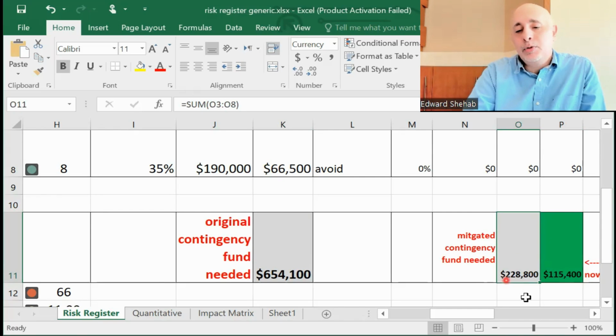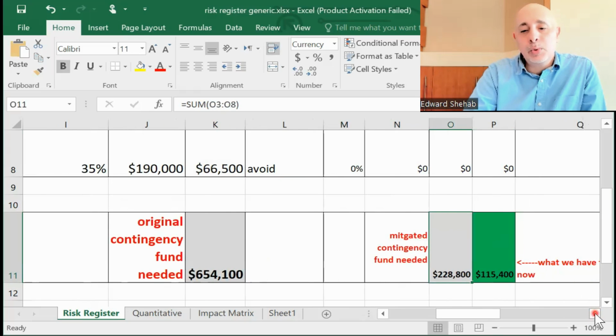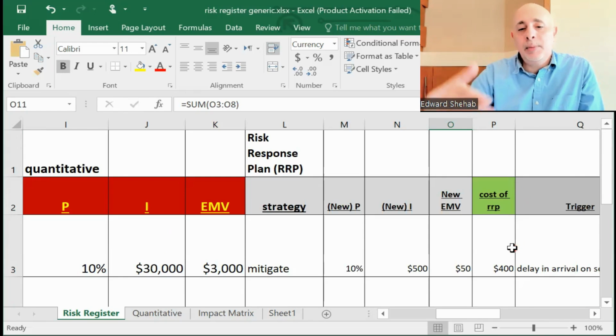At this point, it's really a business decision on whether that's worth it. But I don't want to dwell too much into this because this is really for a larger project, and you know, I'm trying to help you do the very basic of risk management.